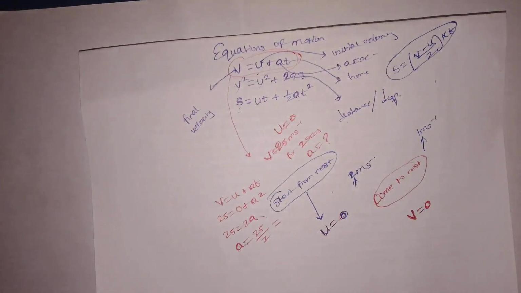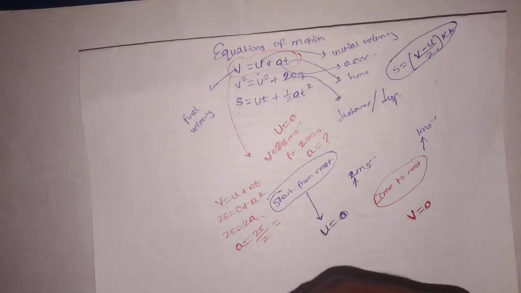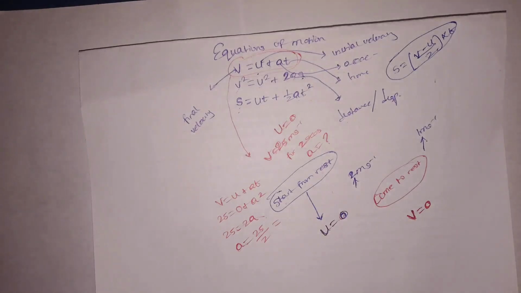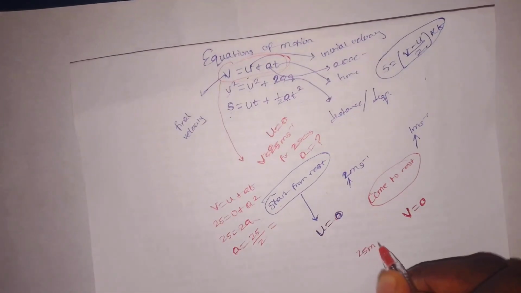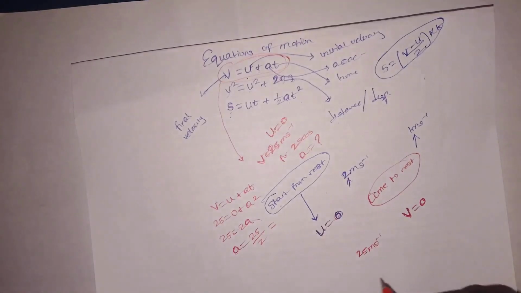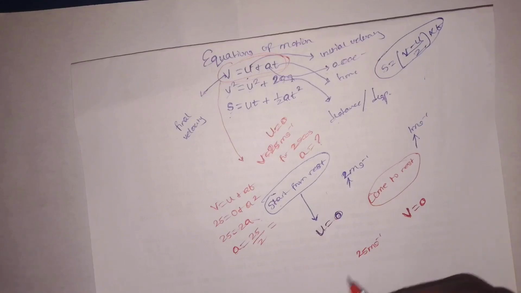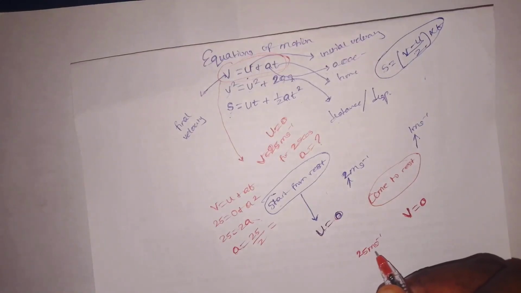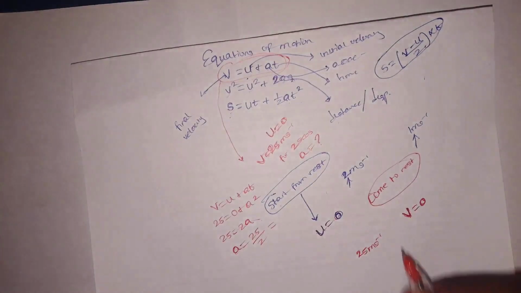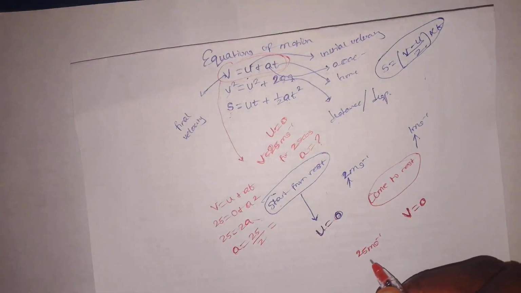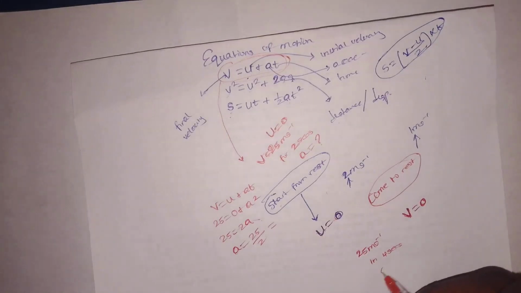Now, let me formulate another question. Let's say a train was moving with a velocity of 25 meters per second and finally comes to rest in, let's say, 4 seconds. Calculate the acceleration.